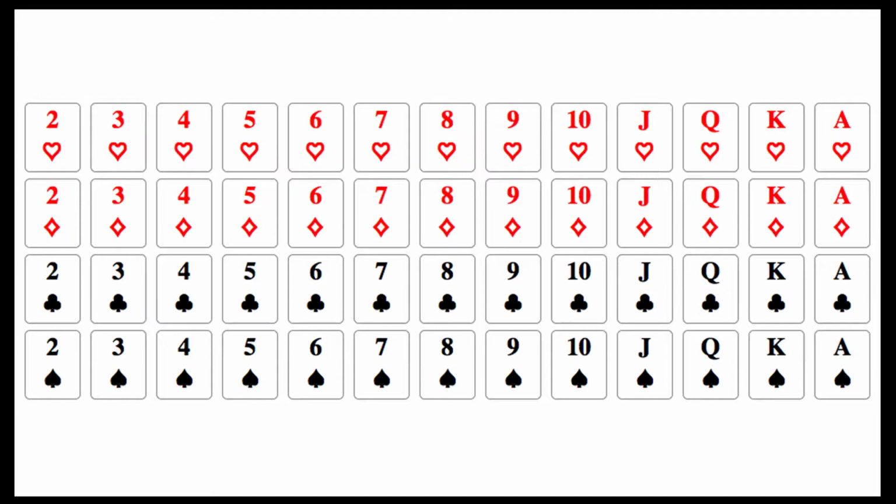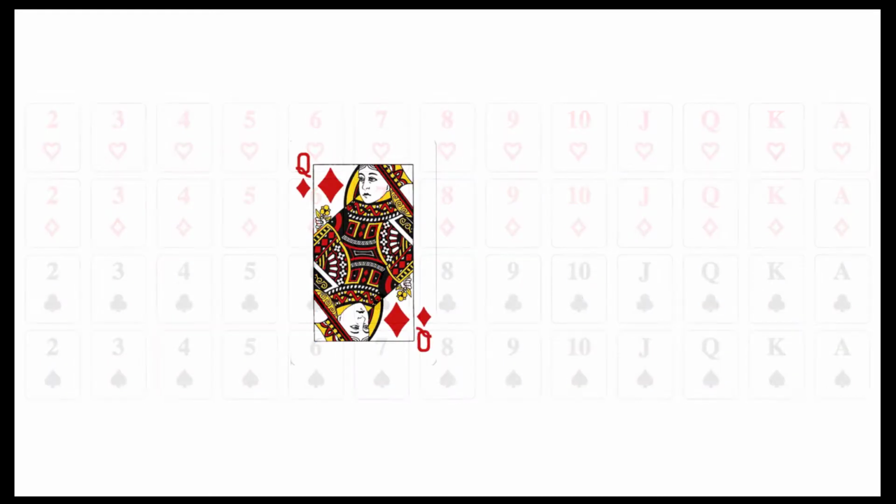Let's change things up a bit and consider a standard pack of cards. What's the probability of drawing a queen of diamonds from a standard pack of cards? Well, there are 52 cards in a standard deck, and there's only one queen of diamonds. So the probability of drawing a queen of diamonds is 1 over 52, or 0.0192. It's useful to know, by the way, that since there are 4 queens in a standard deck of cards, the probability of drawing any suit of a queen is 4 divided by 52.